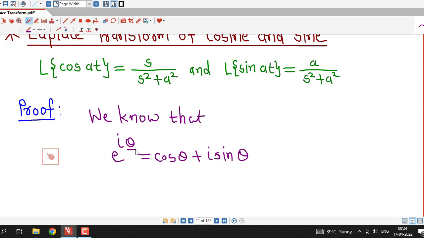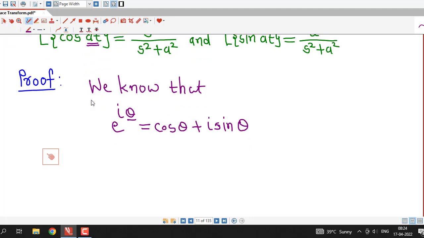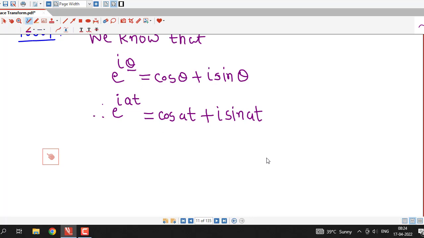Now we will replace this theta by at because we require cos at and sin at. So we must replace this theta by at. So we write e raised to i times at equal to cos at plus i sin at. Now we take Laplace transform on both sides. Therefore Laplace transform of e raised to i at is given by Laplace transform of cos at.